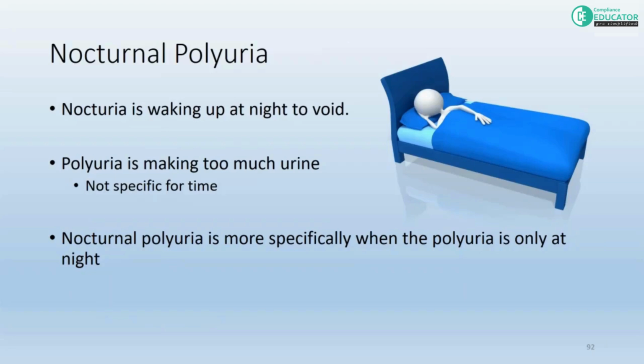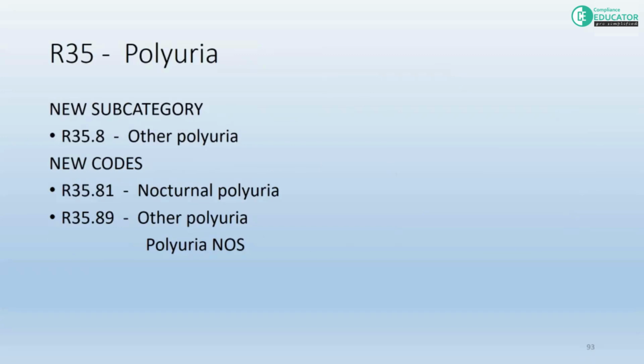Nocturnal polyuria, so waking up at night to go to the bathroom and having too much urine. And so we have this problem that people have. We don't have any code to fully describe this, and so we're going to take this new subcategory and underneath it have 2 brand new codes.